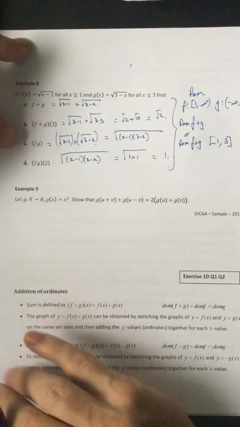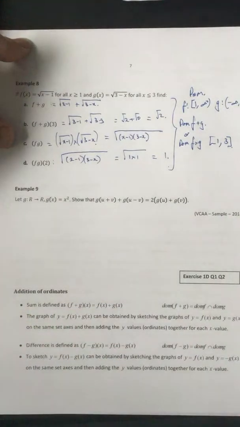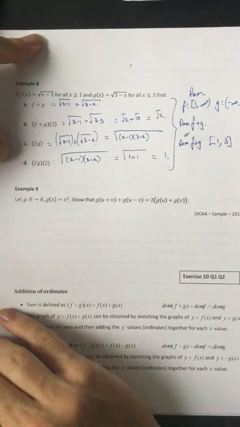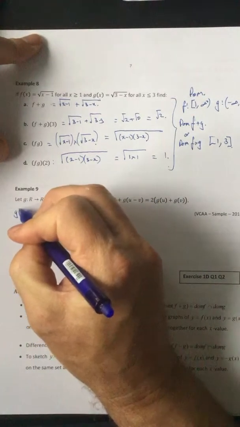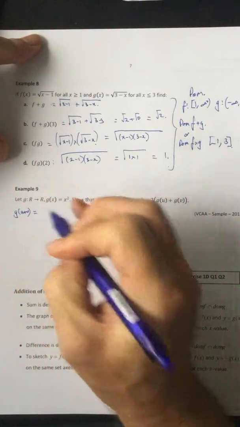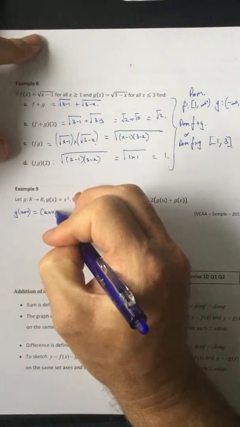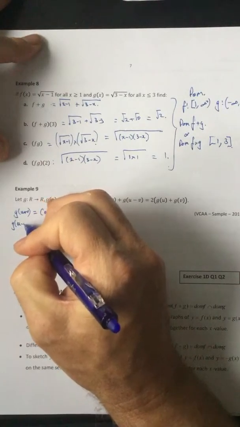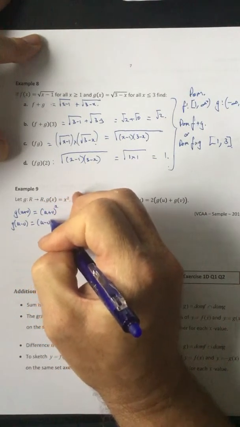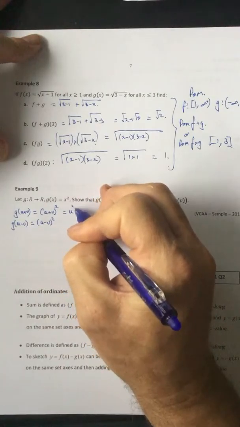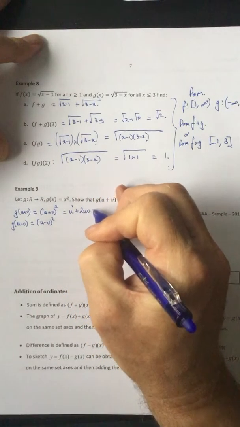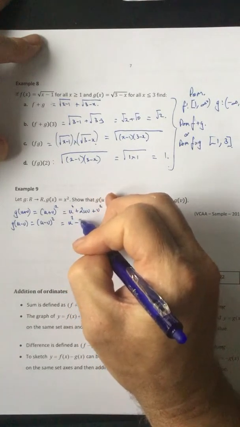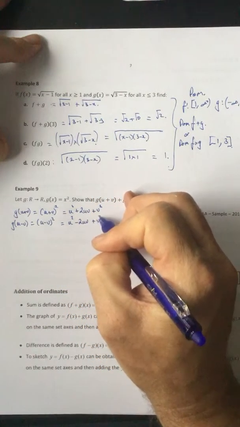If we want to have a look at another example now, we've got a function here, g of x. We've got to show that g of u plus v plus g of u minus v equals something. So let's work out what g of u plus v is. So it's equal to u plus v squared. g of u minus v is equal to u minus v squared. So we have u squared plus 2uv plus v squared, and u squared minus 2uv plus v squared.